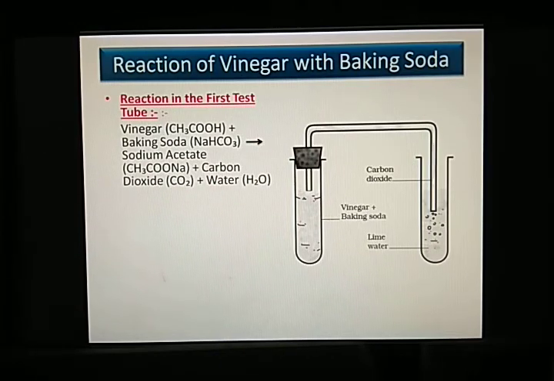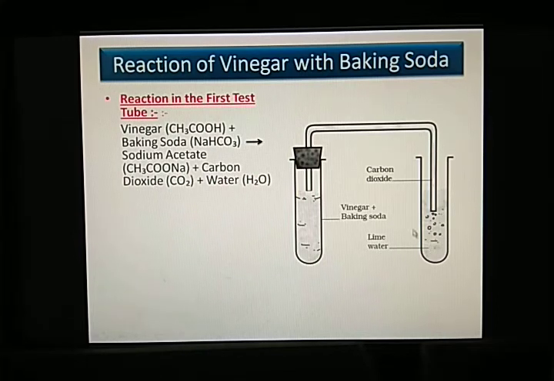For doing that, we'll fit a cork to it. This is a cork. We'll fit it, otherwise the gas will be released into the air. In that cork we'll fit another bent tube. This is a bent tube. Even here there should be a cork fitted, but in your textbook it's not given. Okay, no problem. Even if we don't fit it, we have to just dip this other bent tube inside what? Inside lime water.